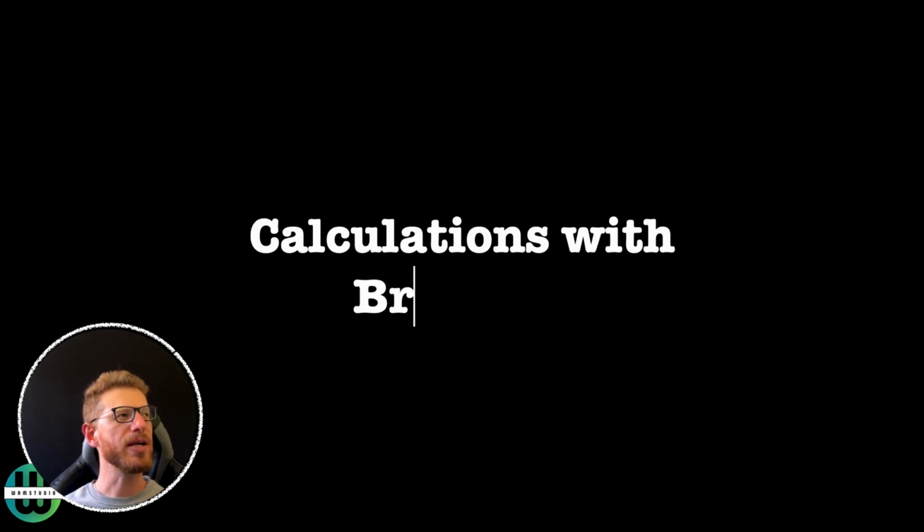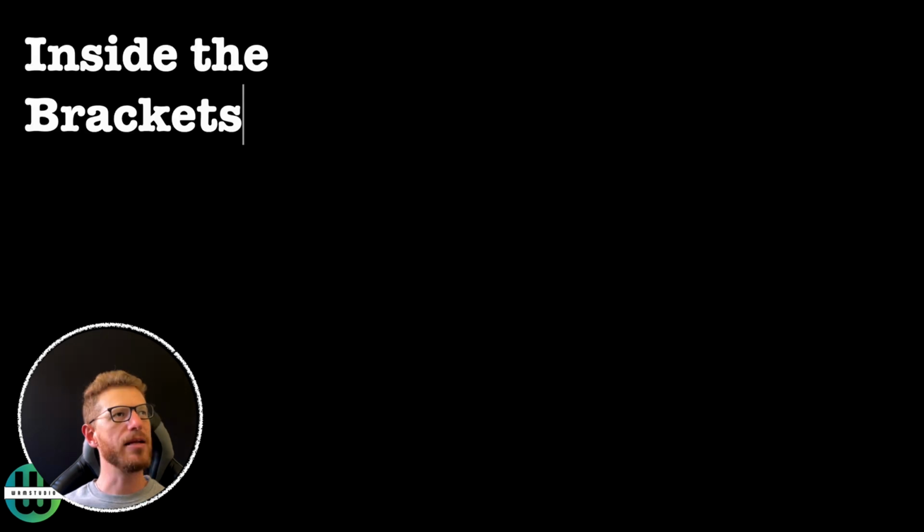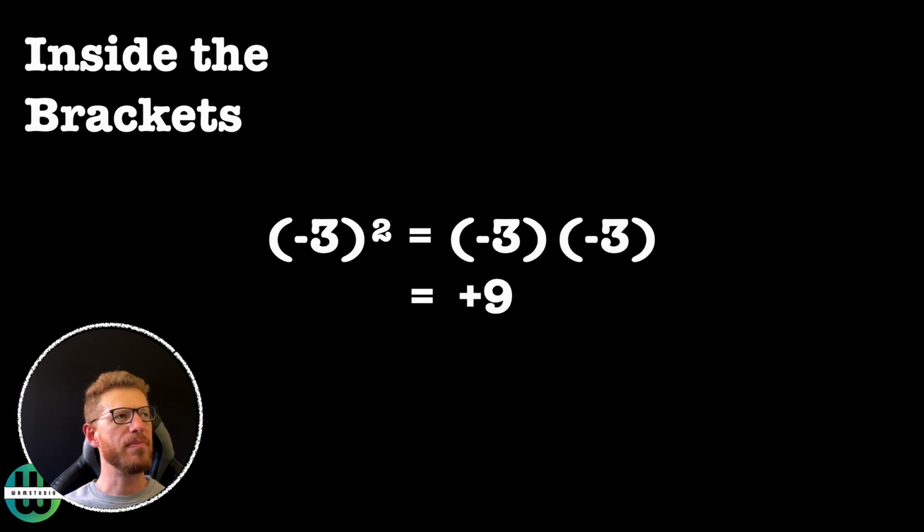Now, let's do some calculations with brackets. Let's work with when the integer is inside of a bracket. For example, we have minus 3 in brackets to the power of 2. We know that we can write this out as negative 3 times negative 3. Notice that I'm still using brackets. And the number will equal positive 9. Why? Because a negative times a negative is a positive.